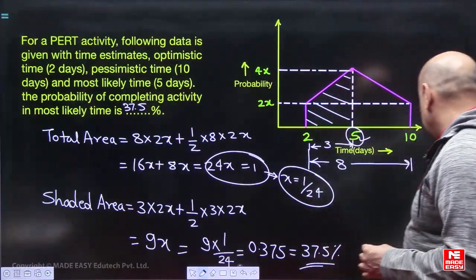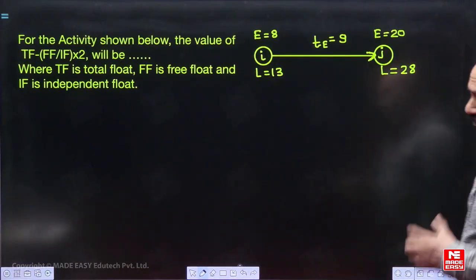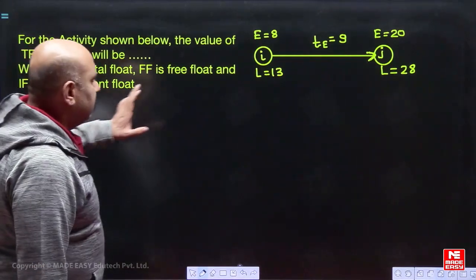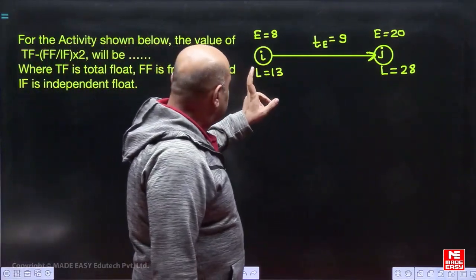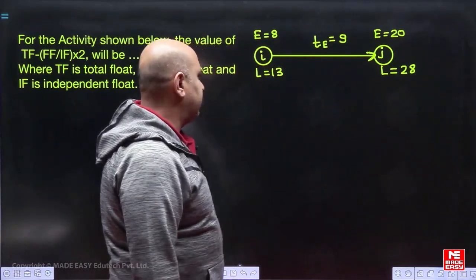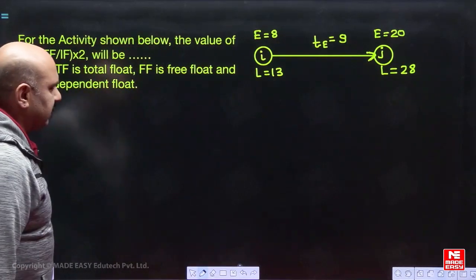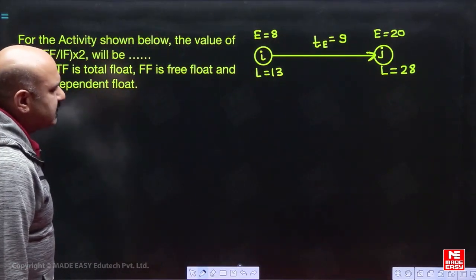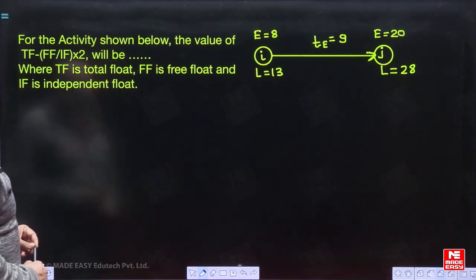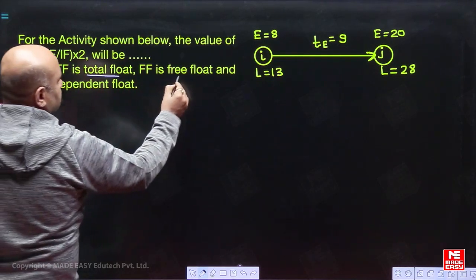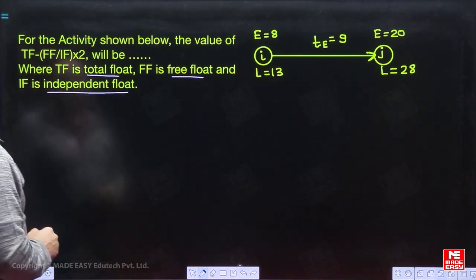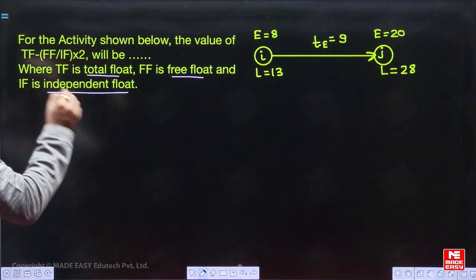Then next we'll move to the next question, again from PERT CPM. Very good question. For the activity shown, given directly from the network diagram, the tail and head events are given. J is the head event, this is the tail event, moving from I to J, and the earliest and latest times are given. Now for the activity shown below, TF is the total float, FF is the free float, and IF is the independent float. So first of all, we'll find the total float, free float and independent float for this activity.